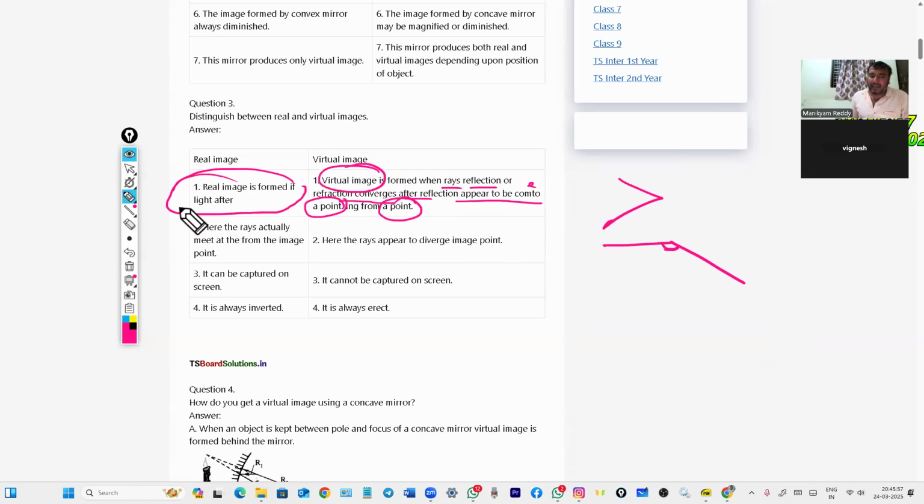The real image we observe on the screen is formed if light, after reflection, actually converges. Here the rays actually meet at the image point, where the image is. At that point the real image is formed. All these rays are meeting at the image.